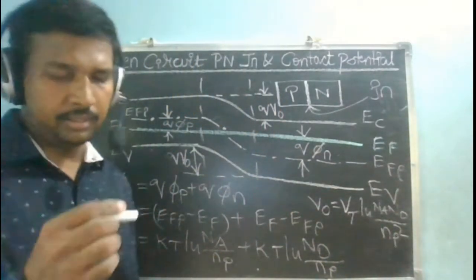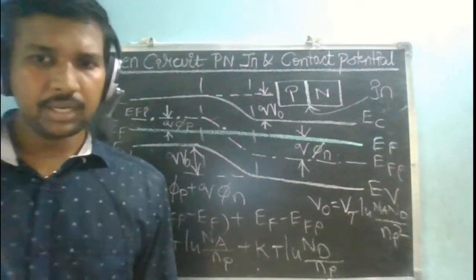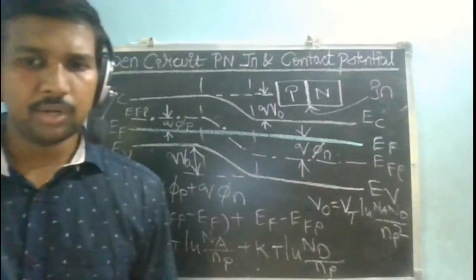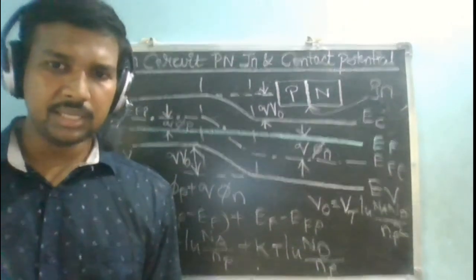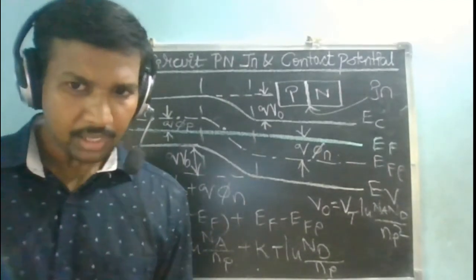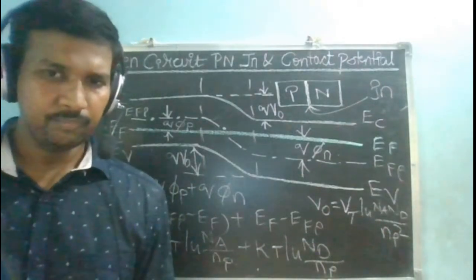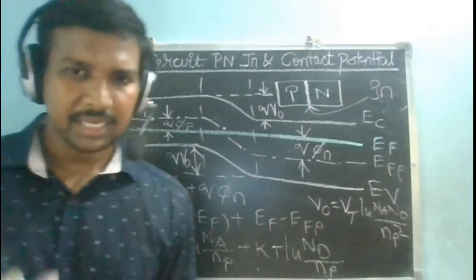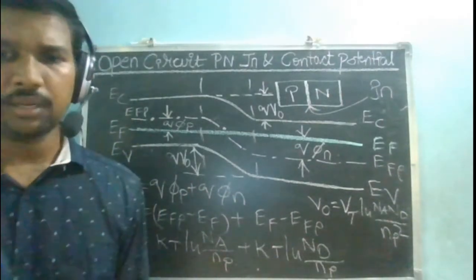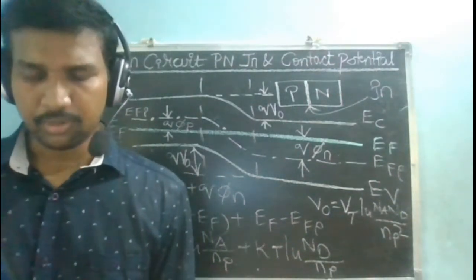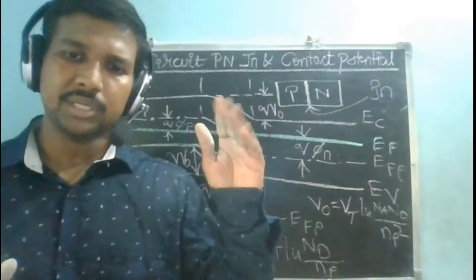With an increase in temperature, does your V naught increase or decrease? Ni is strongly dependent on temperature. With an increase in temperature, what do you say about Ni? It increases. So if the denominator term is increasing, what happens to V naught? It decreases. So with an increase in temperature, V naught decreases. With an increase in doping, V naught increases.